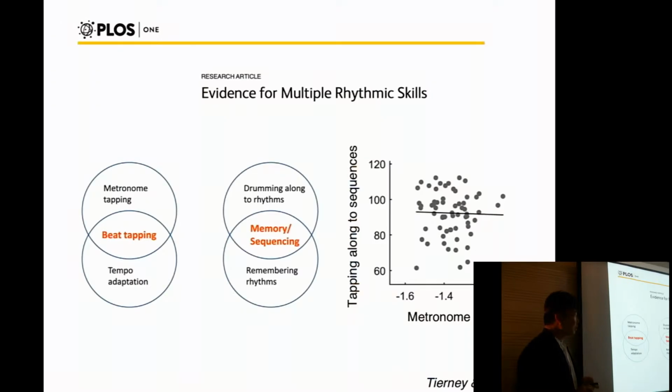This is actually consistent with a previous report, which suggested there are multiple different rhythm skills. There's a skill for beat tapping, and there's a skill for memory sequencing. And here on the right side, on the x-axis we have metronome tapping, and on the y-axis tapping along to some music sequence, so it's free tapping, and there's no correlation. So our data is consistent with what they found.